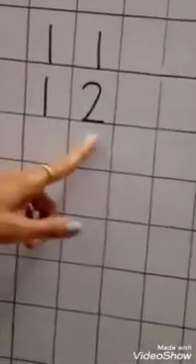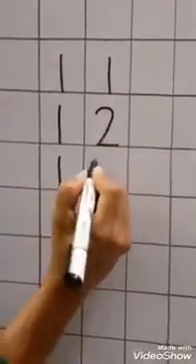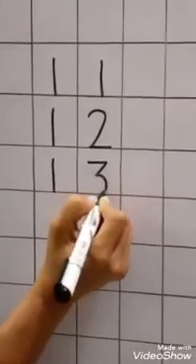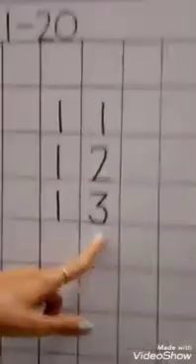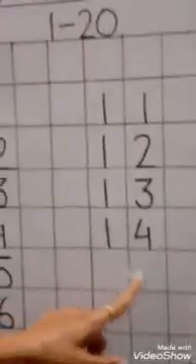This is 12. Now what comes after 12? 1, 3, 13. Yes. Now 1, 4, 14. Speak after me. 1, 4. Make a slanting line, sleeping line and small standing line. 1, 4, 14. 1, 5, 15.